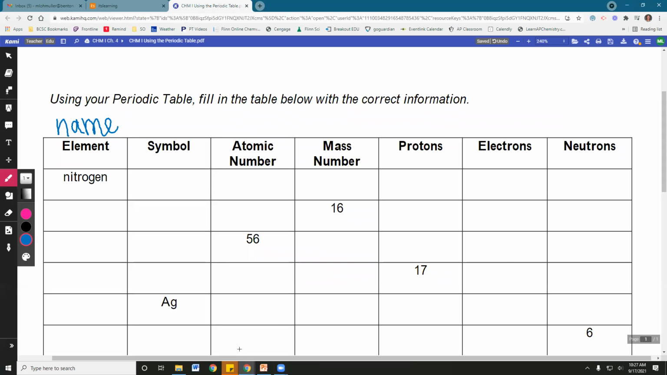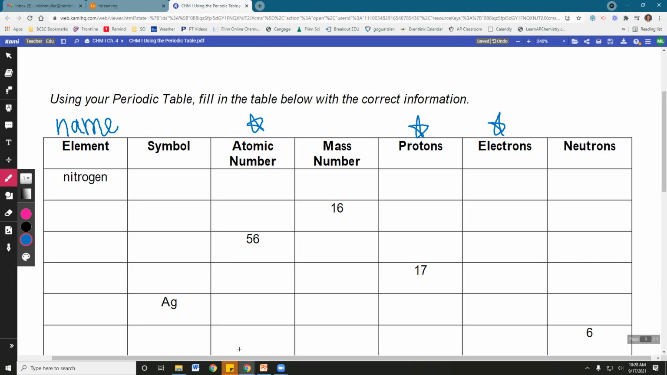Now, the atomic number we just said is the same as protons and electrons. So I would put a star or something above those three columns. If you know one of the numbers from those three columns, then you're going to know all the numbers from those columns.